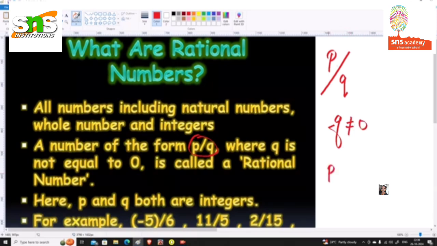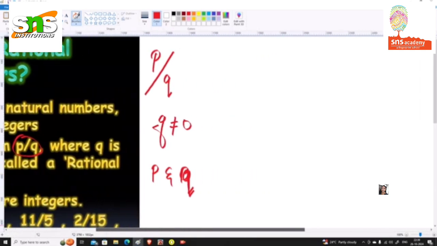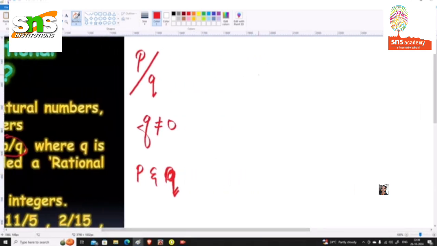P and Q should be co-prime. What do you mean by co-prime? Yes, you're right. P and Q are co-prime when they have only 1 as a common factor. So, instead of co-prime, we can say P by Q should be in the lowest term. Lowest terms we have already done in many problems in the lower class.